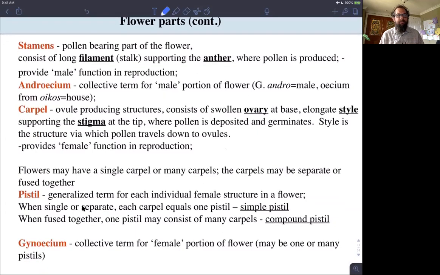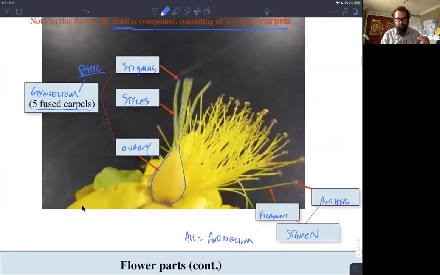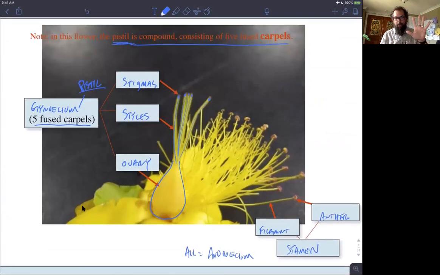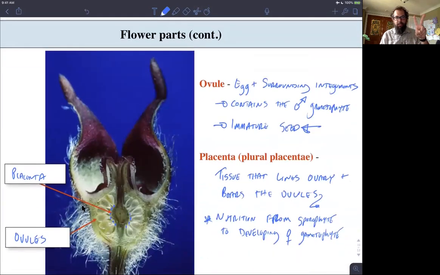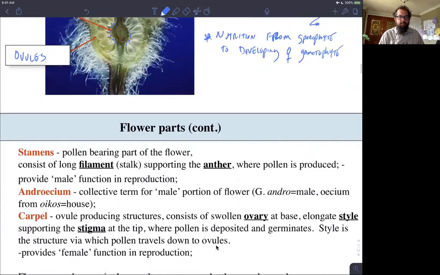Now, here's where it gets confusing. Flowers can have a single carpel, or they can have many carpels. In the example that I showed you up here, we had 5 carpels in this particular flower, in this gynoecium. In this example here, we have 2 carpels in this gynoecium. Again, there's external morphology in that there are 2 styles here with 2 stigmatic surfaces, 2 stigmas. Those came from those 2 separate carpels that were fused together into this one pistil, this one gynoecium.